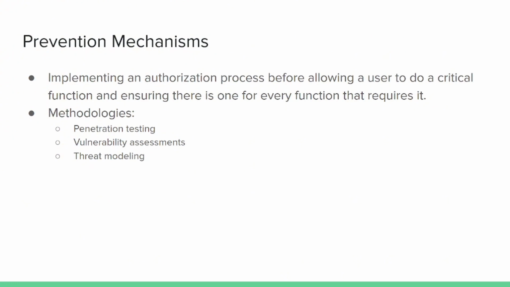This weakness can be prevented by implementing an authorization process before allowing a user to do a critical function, and ensuring there is one for every function that requires it. As for methodologies to prevent this weakness, penetration testing, vulnerability assessments, and threat modeling would all likely quickly reveal this oversight in implementation.